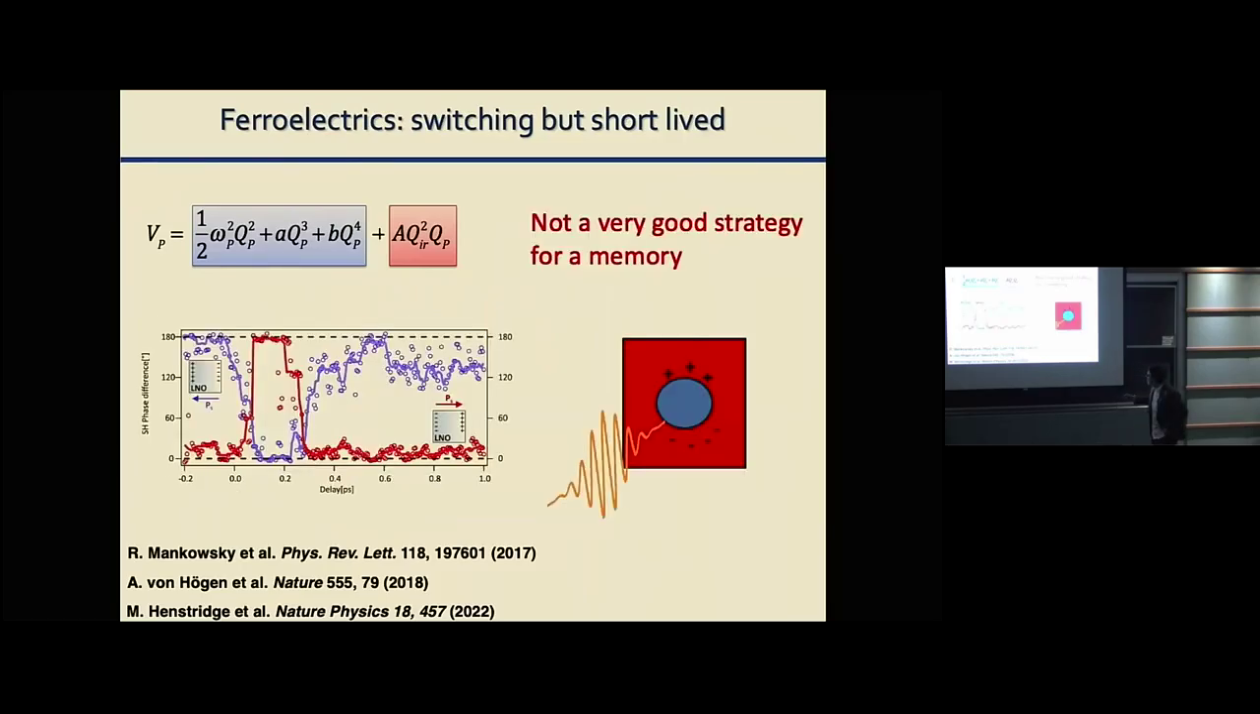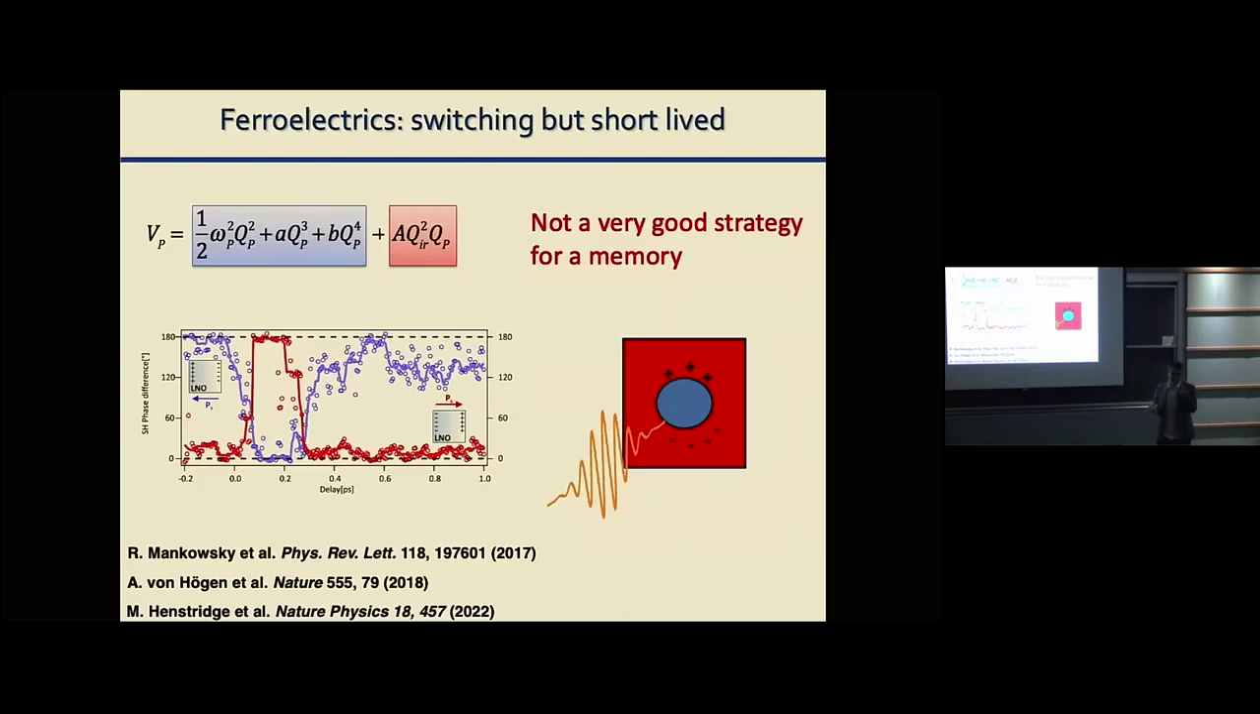This is work by Roman Mankowski, where he showed this is some phase-resolved heterodyned second harmonic generation in the ferroelectric, and you could show how you could switch it from positive to negative, and then this thing would switch back, or from negative to positive, and then this thing would switch back.